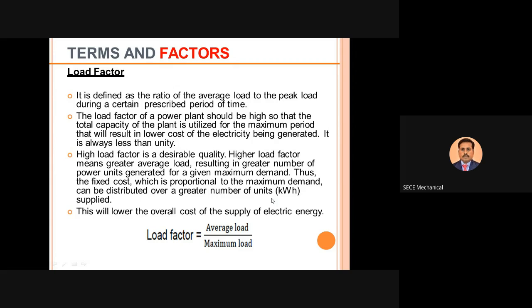That means more power is required, so you have to develop more power generation. That is the meaning. That means demand is high, maximum demand is there, but your supply is very less. Okay, that is the indication.